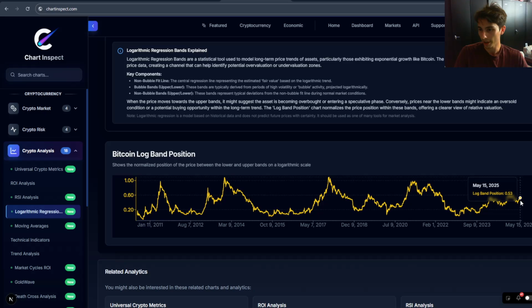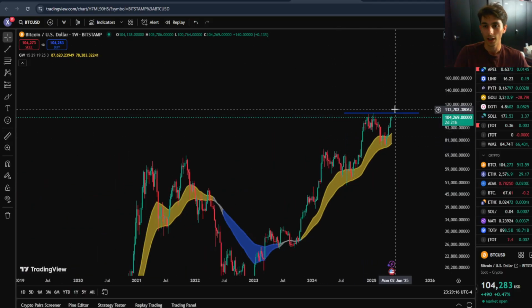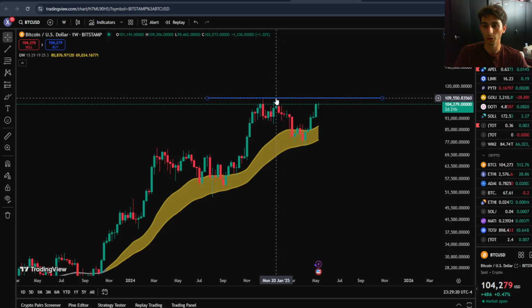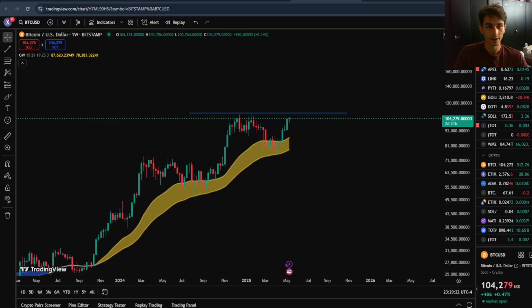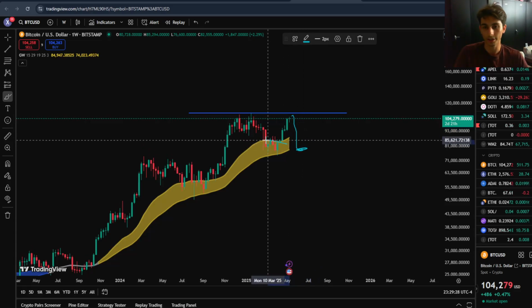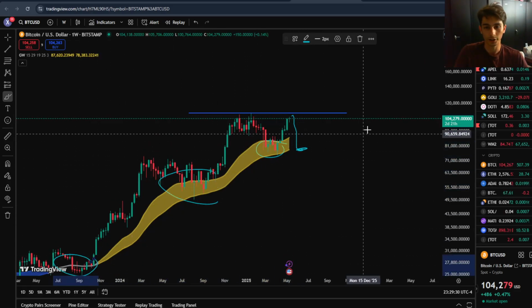So right now we're at 0.53. If we can't break above 0.63, and we don't get above this 110K, then you can say Bitcoin might roll back around here and retest this level like it did here, here, and here.